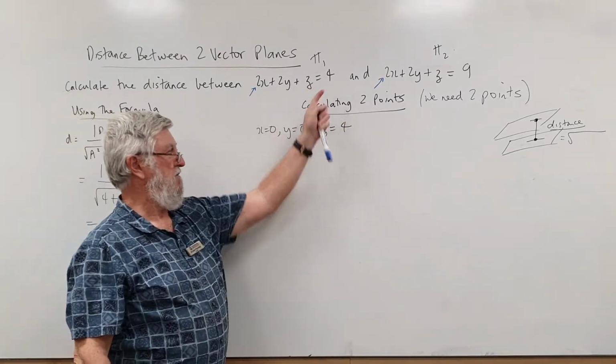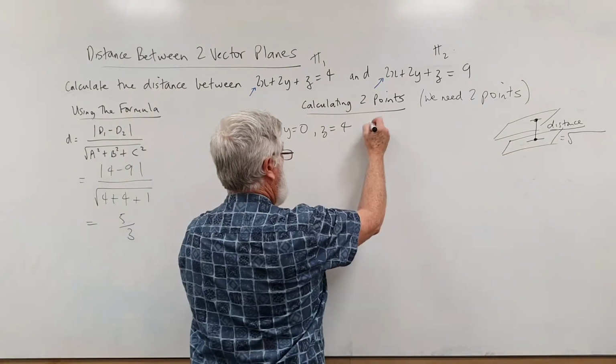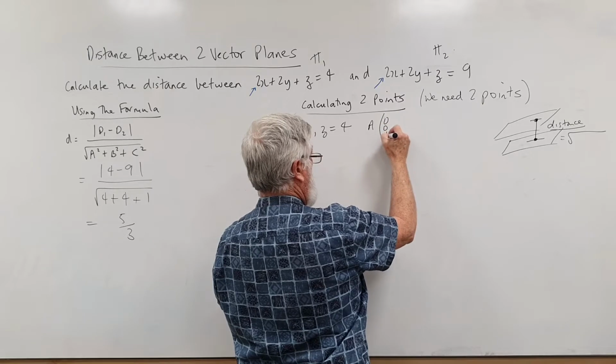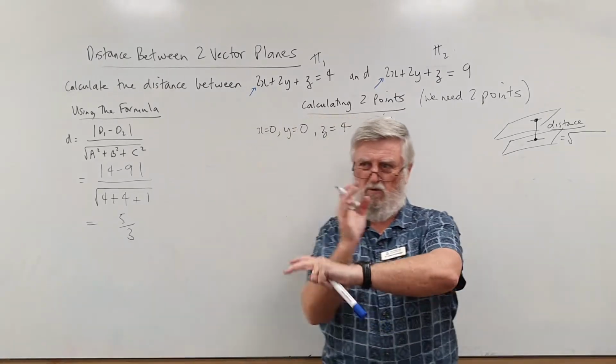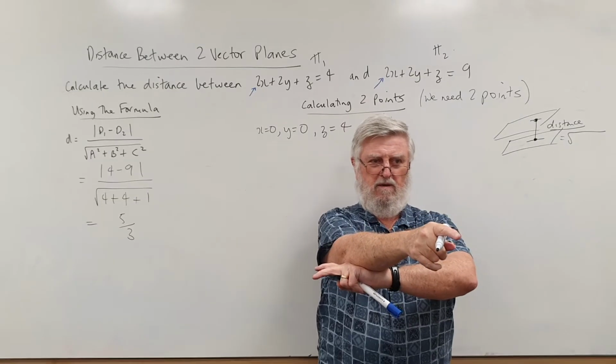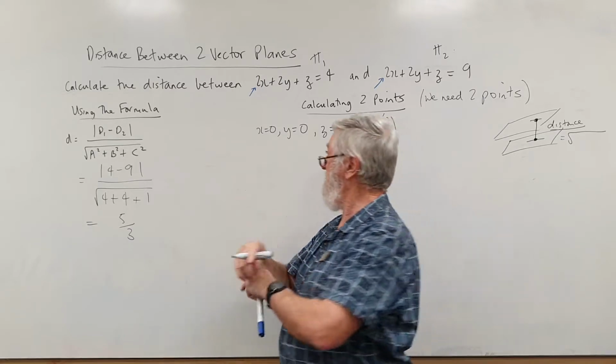So 0, 0, z equals 4. So I've got a point in the plane. I'm going to call it A. Point A is 0, 0, 4. What is that point in terms of concepts on x, y, and z? The z-intercept. Z-intercept.